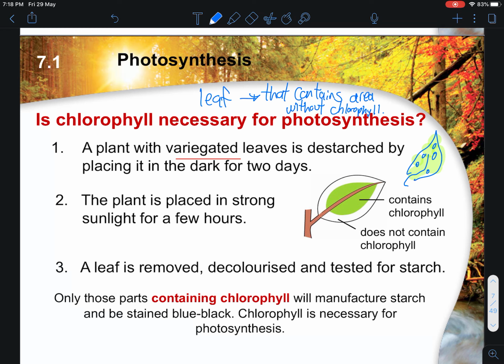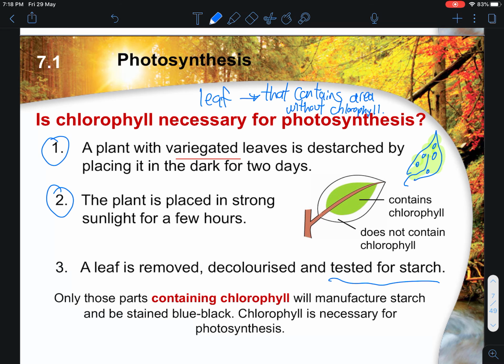And do take note that same step again, you destarch it. That's the first step. After that, you subject the plant to strong sunlight, because the area where the leaf has no chlorophyll is generally white in color, whereas areas that are green in color are the indicator where chlorophyll is present. So after that, you just test for starch.